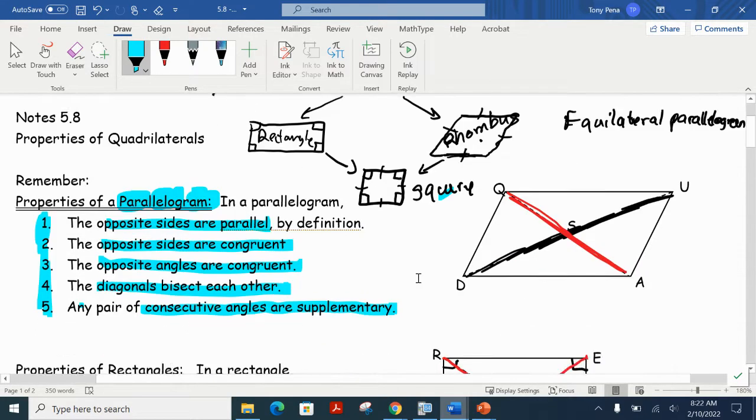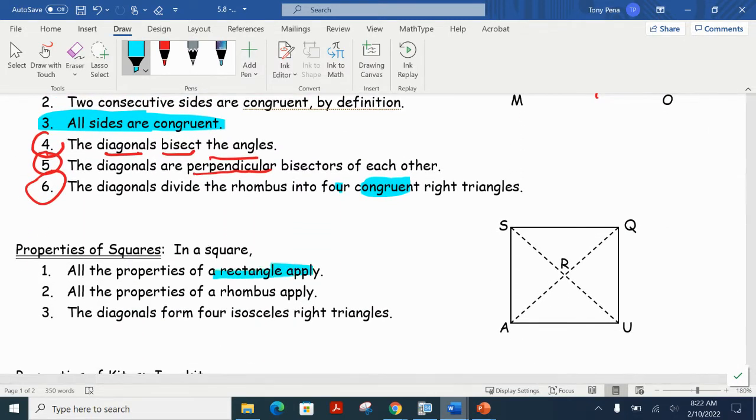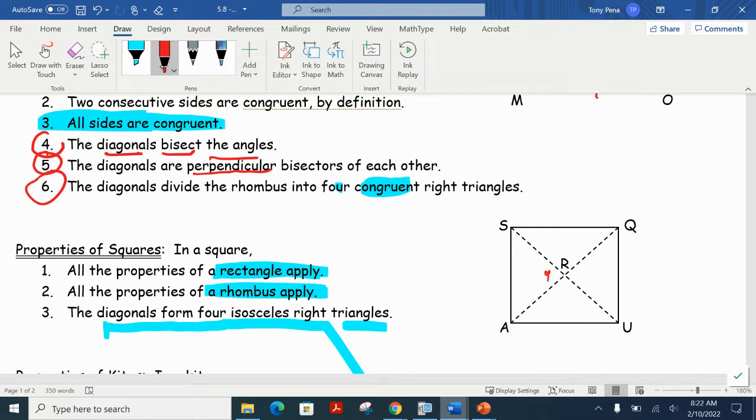Now, a square is all of those things. So a square is going to take on every single property that we've said today. So that's what this is saying. All the properties of a rectangle apply. All the properties of a rhombus apply, as well as a parallelogram. The only thing that is unique, the diagonals form 4 isosceles right triangles. So yeah, these are still going to be 90-degree angles. All that stuff is still true. If there are isosceles right triangles, that just means that all of these segments are congruent. So if I look at this triangle here, it's an isosceles triangle because these two sides are congruent to each other. Okay.